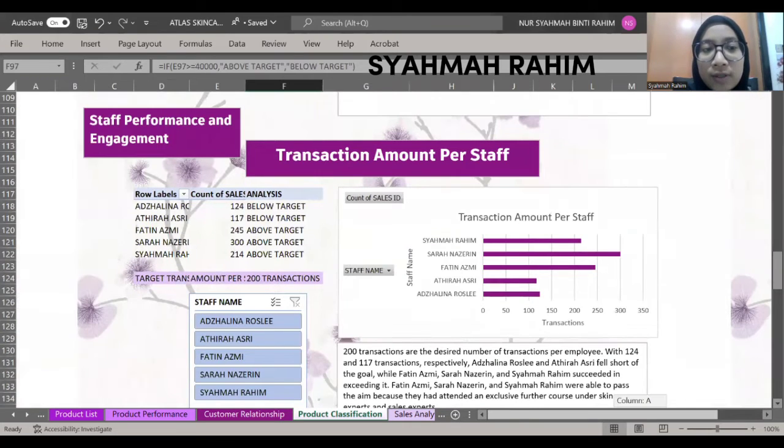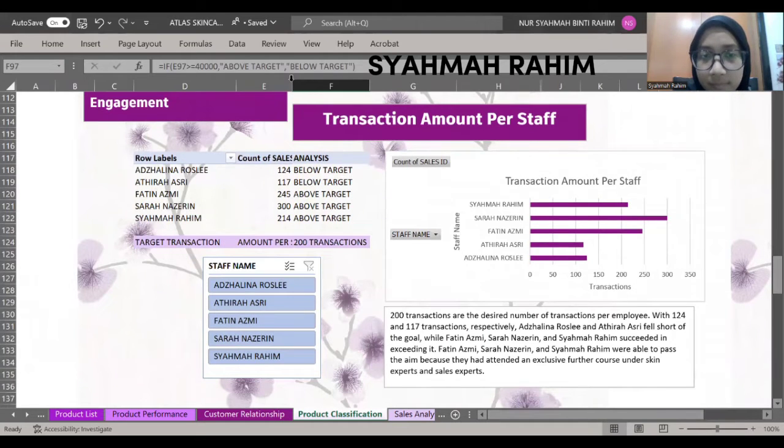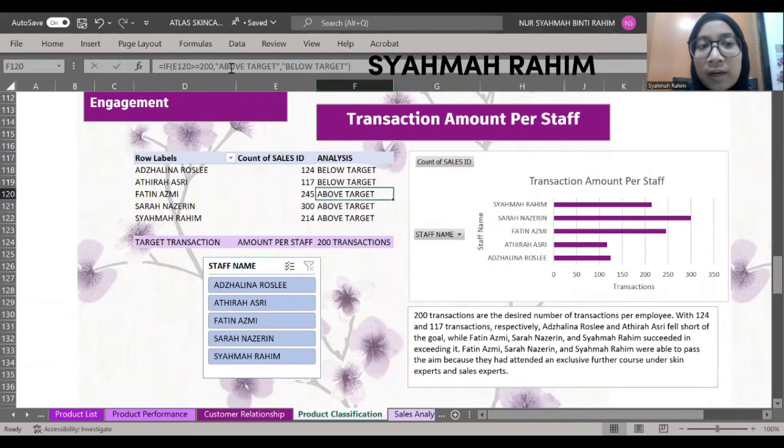And here we also include the staff performance and engagement, where the transaction amount per staff we also put in the pivot table, and we use an if formula to show whether the staff has achieved the target or not.